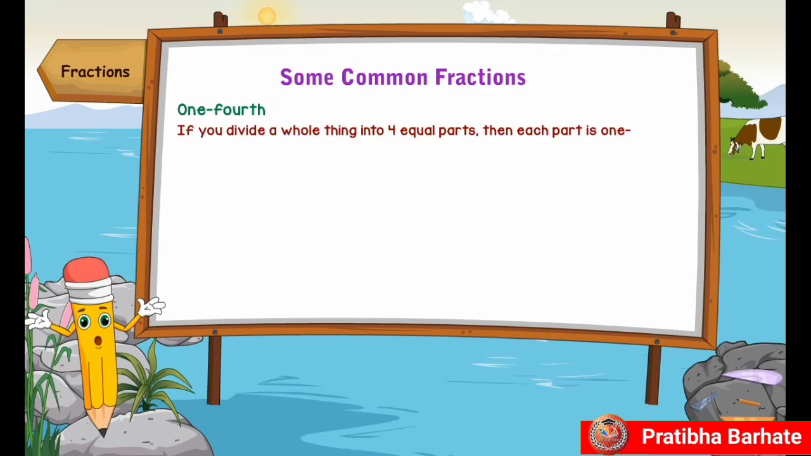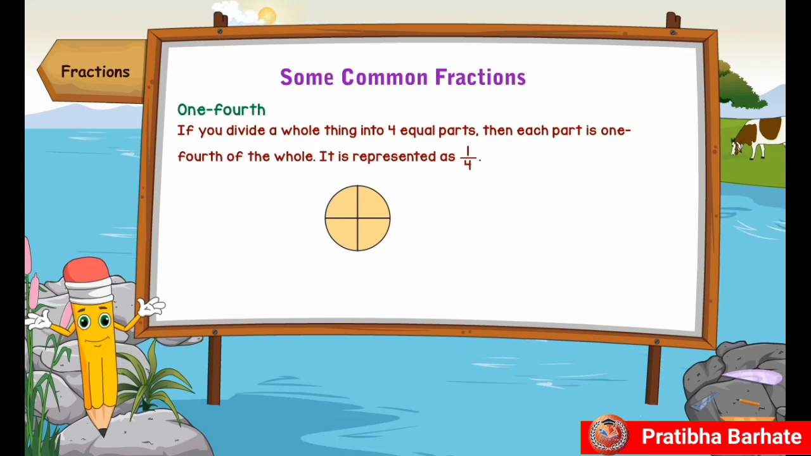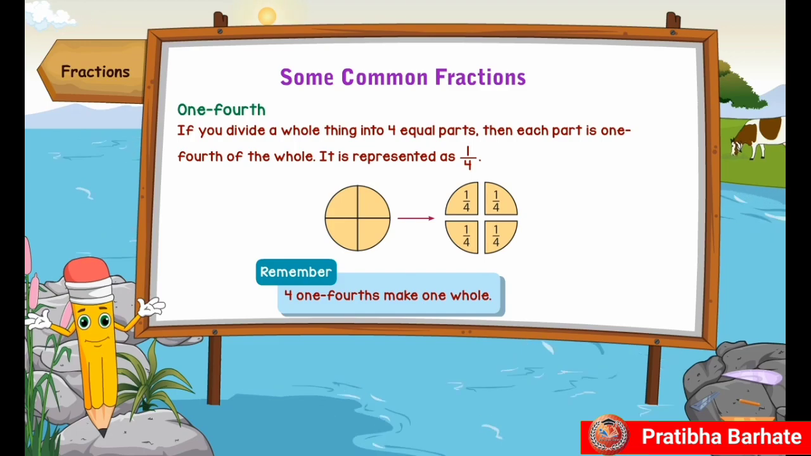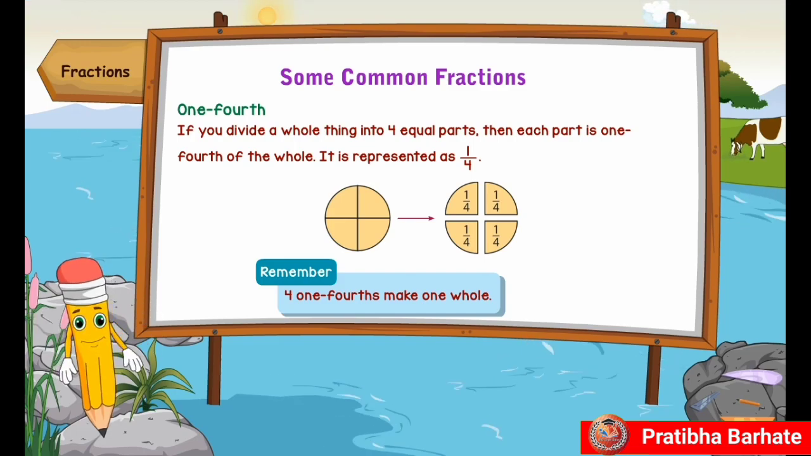1/4. If you divide a whole thing into 4 equal parts, then each part is 1/4 of the whole. It is represented as 1/4. Remember, 4 one-fourths make one whole.